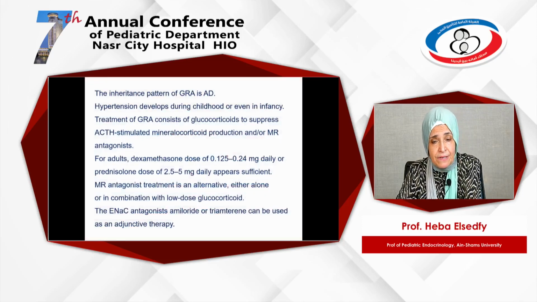The inheritance pattern in this condition is autosomal dominant, and hypertension develops in childhood or even in infancy. Treatment, of course, is by suppressing ACTH with a glucocorticoid or by blocking the mineralocorticoid receptor. The dose of glucocorticoids in adults: dexamethasone can be given in the dose of 0.125 to 0.25 milligrams daily, or prednisolone 2.5 to 5 milligrams daily.